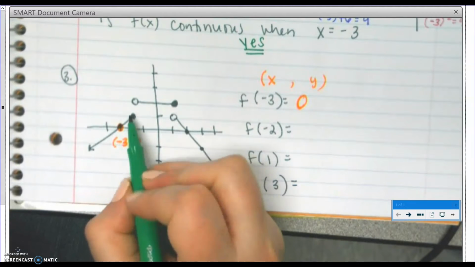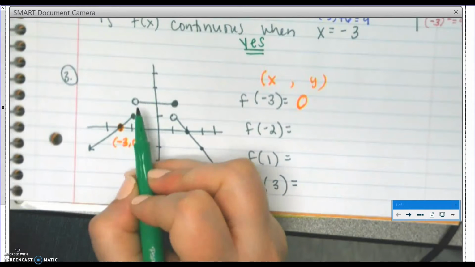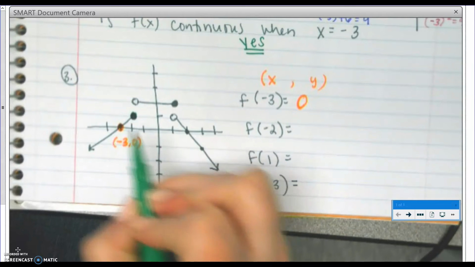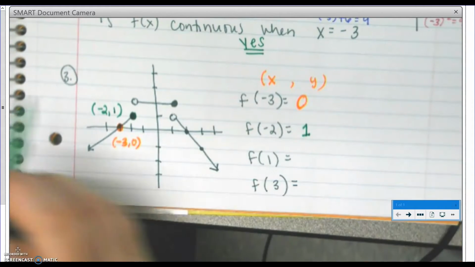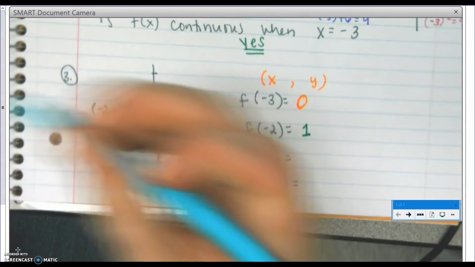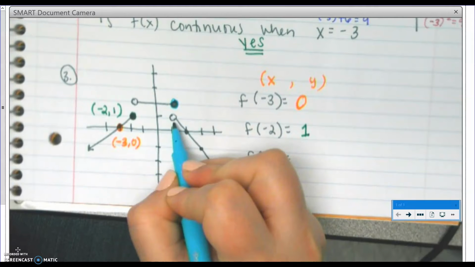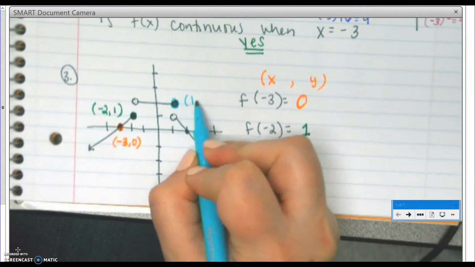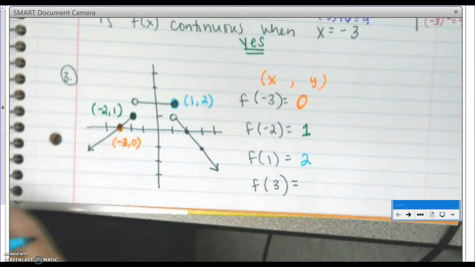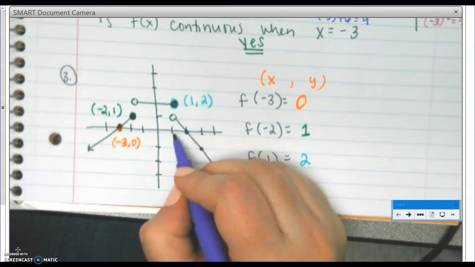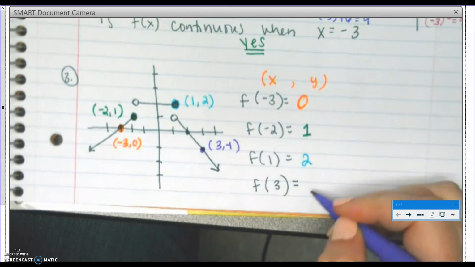F of negative 2 has an open circle and a closed circle. Open circles have no value, so we only use the closed circle. So that would be the point negative 2, 1, so that answer is just 1. F of 1, again, open circles have no value, so this would be the point 1, 2. And F of 3, looks like there's a point 3, negative 1, so that's just negative 1.